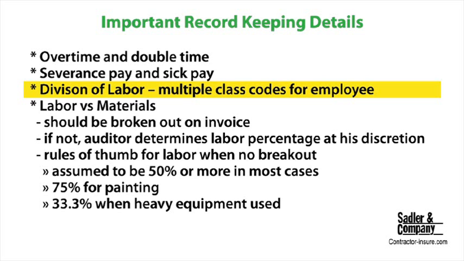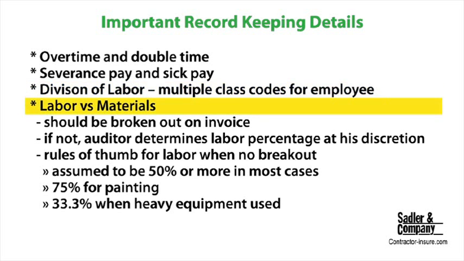Also, be aware that you're not allowed to split payroll for an employee into non-labor classification codes such as clerical, outside sales, driver, or executive supervisor. It's also very important that your subcontractor invoices break out the amount that's paid for labor versus materials, since you should only be charged for labor on uninsured subs. This is called the materials credit.